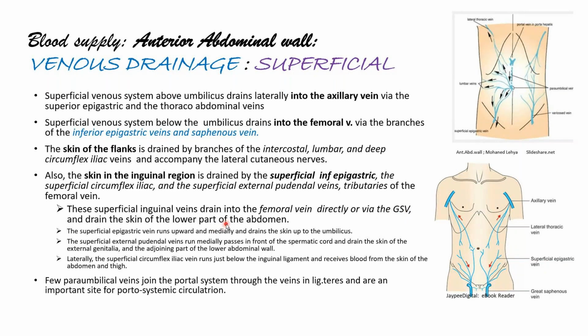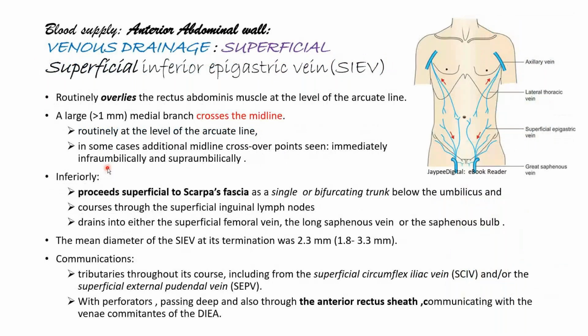A few paraumbilical veins join the portal system, and that's why you have what is known as the caput medusae. They're superficial veins which are in communication with the portal system through the ligamentum teres, and they get dilated when there is increased portosystemic circulation, or opening up of these channels, right? The skin of the lateral part of the abdomen gets drained through the intercostal, lumbar, and deep circumflex iliac veins, right? Now coming to the superficial epigastric, I think we'll skip this.